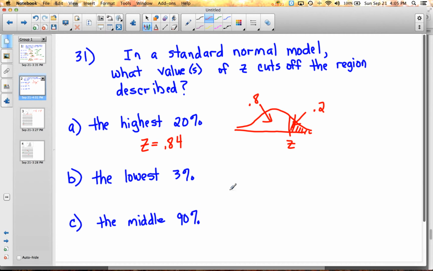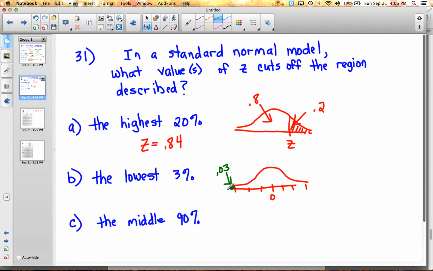Now I want the lowest 3%. So I'm going to, again, start with my standard normal model. So 0, and I'm going to mark off 3 standard deviations each way. Didn't do a very good job on that one. But I want the lowest 3%. So we're looking way down here. So this area, 3%, would be 0.03.